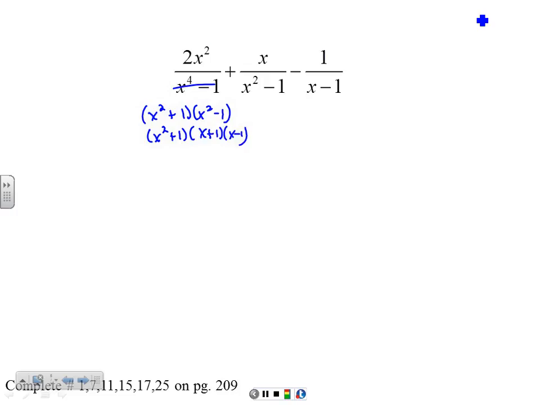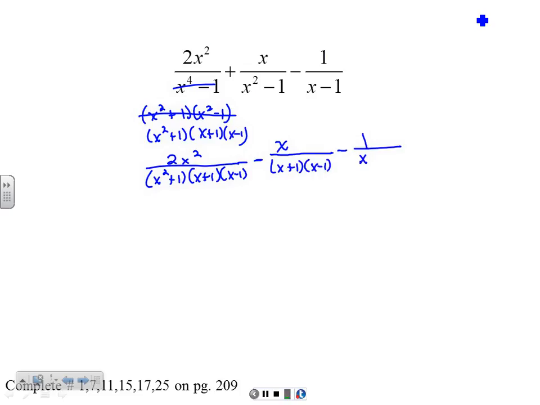So that's what the denominator is going to be here. And let's just rewrite that. We'll have 2x squared over x squared plus 1 times x plus 1 times x minus 1. Now, the fraction in the middle, that's the difference of two squares on the denominator, so that's going to go into x plus 1 and x minus 1. And then that last fraction will not factor for the denominator, so we'll leave it as is.